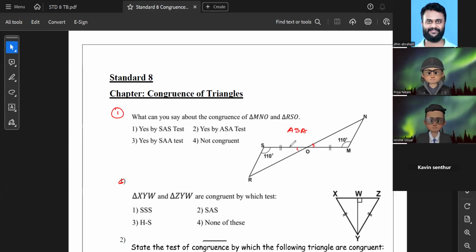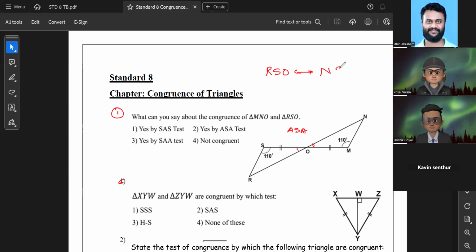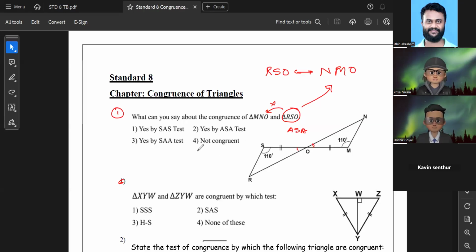Now try writing the names using ASA test. The names are RSO. Yeah, the names are not matching. In place of R, N should come, in place of S, M should come, and in place of O, O should come. Oh, yes, sir. So RSO is matching with NMO, not MNO. Hence, they are not congruent. Option 1. Sorry, option 4.